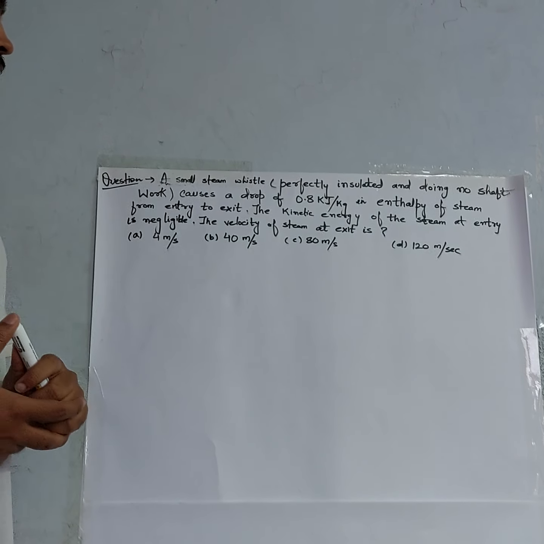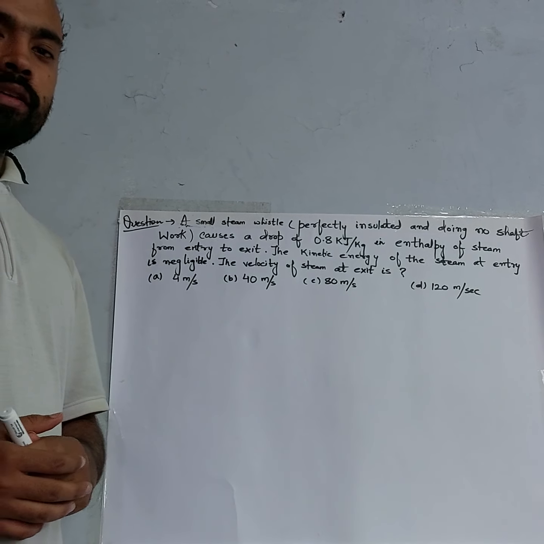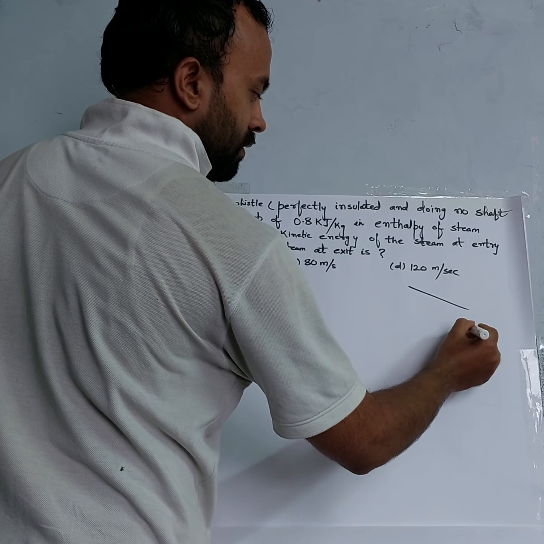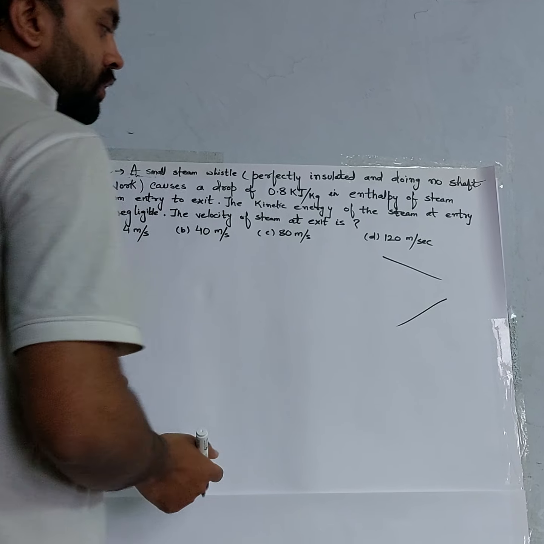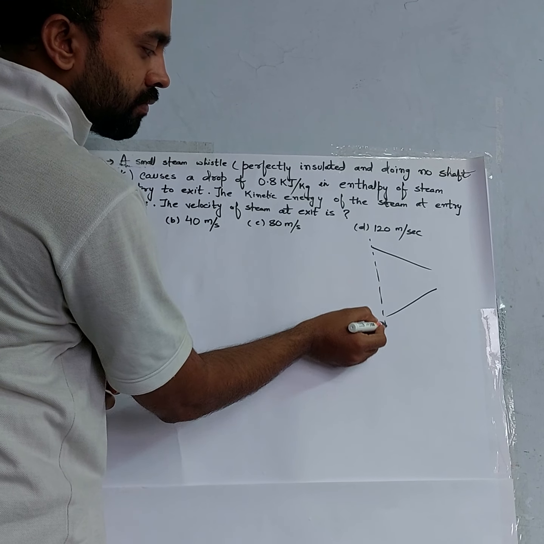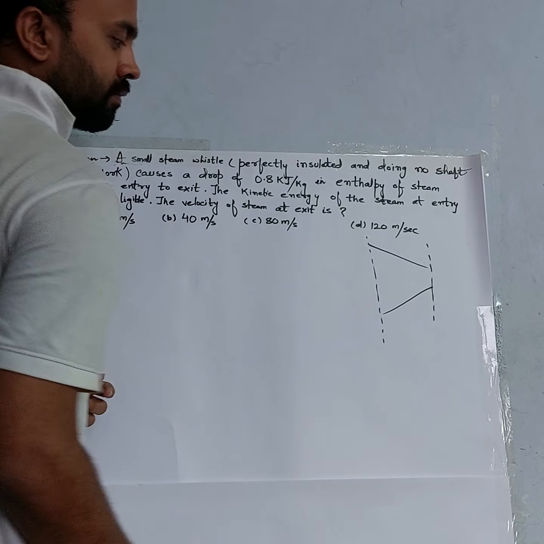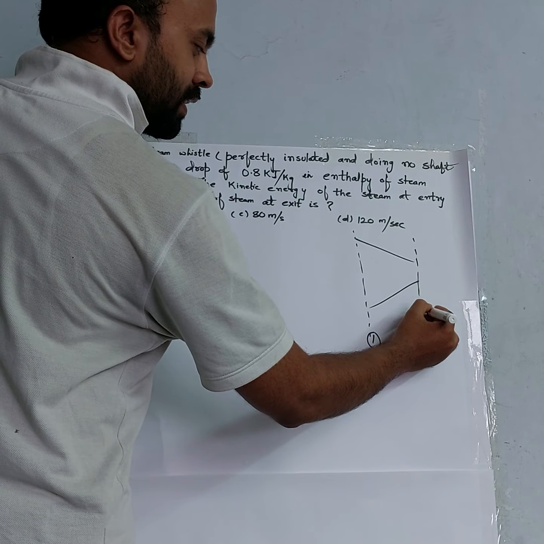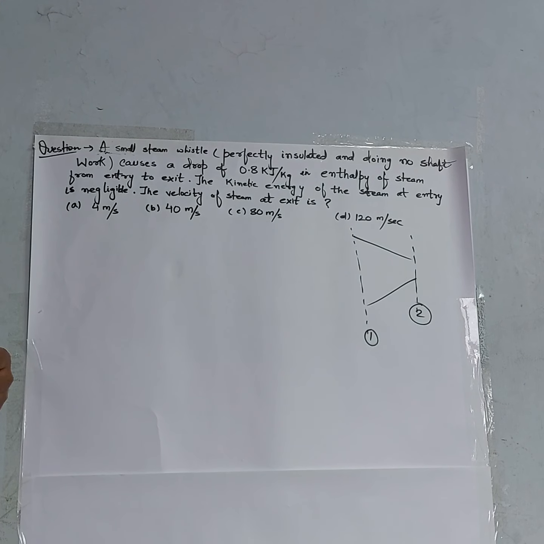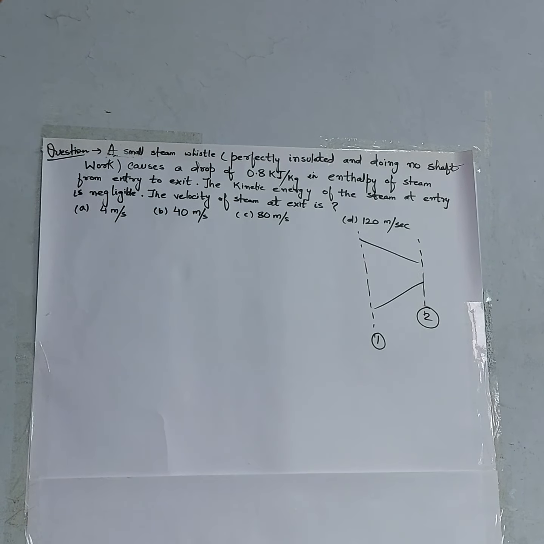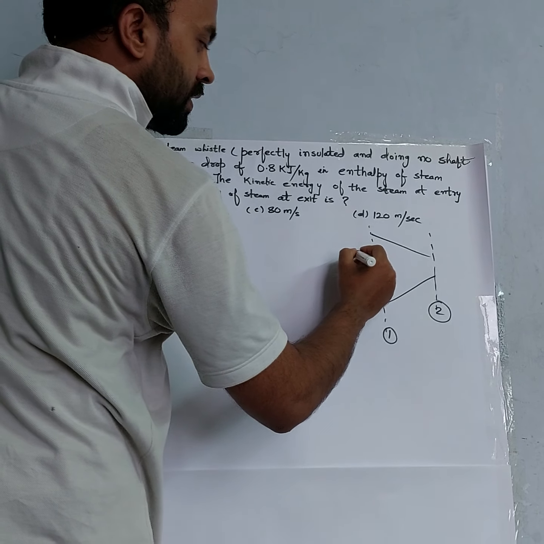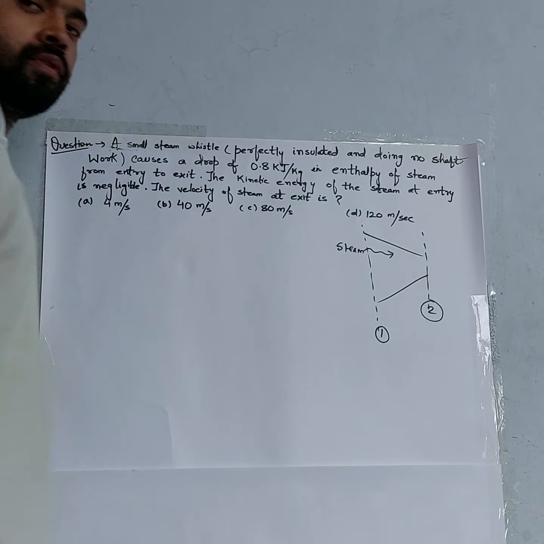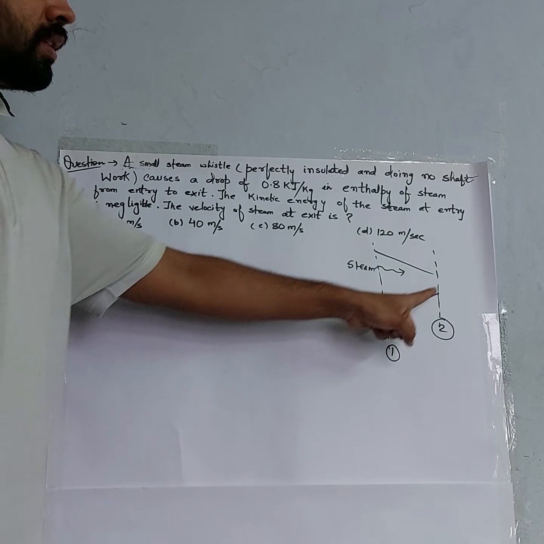First of all I'll draw a picture for you so that you can analyze the problem. Suppose this is the vessel. I'll consider this as entry and this as exit. Entry position I will consider as position 1, exit position as position 2. The steam has to flow in this direction.